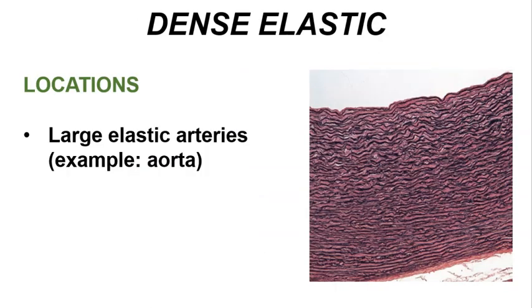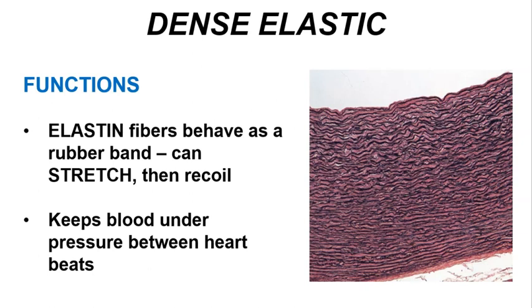So next we have dense elastic connective tissue, and this tissue is present in the large elastic arteries such as the aorta. The elastic arteries are the arteries that are in closest proximity to the heart, and these are the arteries that receive blood after the blood is pumped out of the heart. The dense elastic connective tissue is composed of a protein called elastin, which has a greater ability to stretch than collagen does. And due to its ability to stretch and recoil, dense elastic tissue essentially behaves as a rubber band.